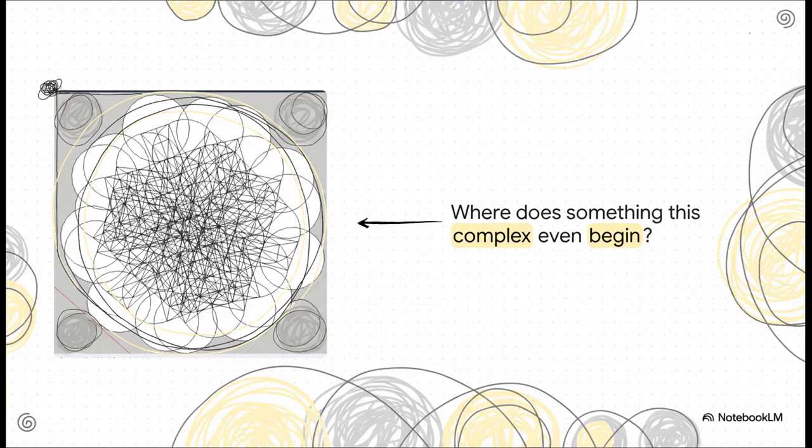I mean, wow. It's this dizzying web of lines and circles, a beautiful, intricate structure that feels almost infinite. It's a lot to take in, right? It feels almost overwhelming. So the big question we're asking here is, where does something this complex even begin?